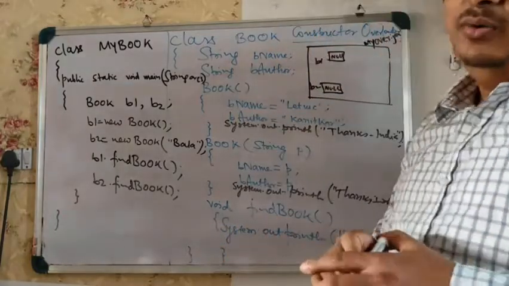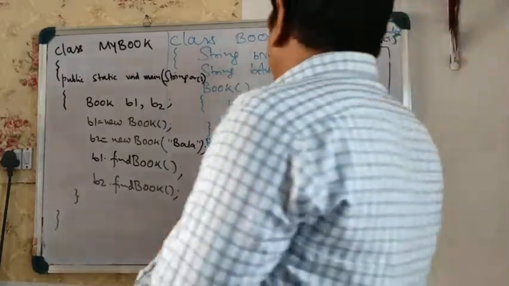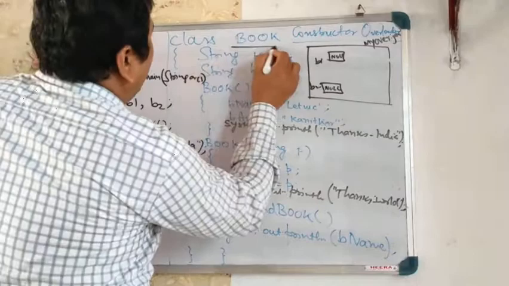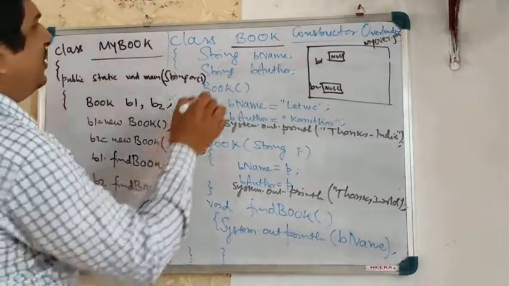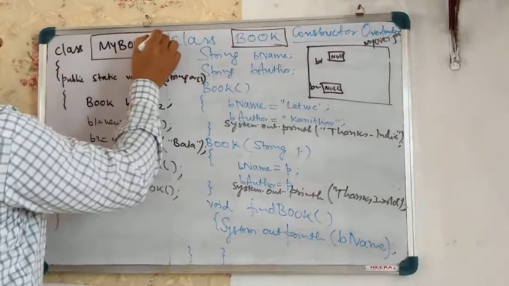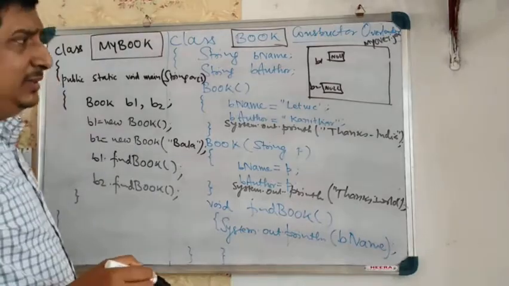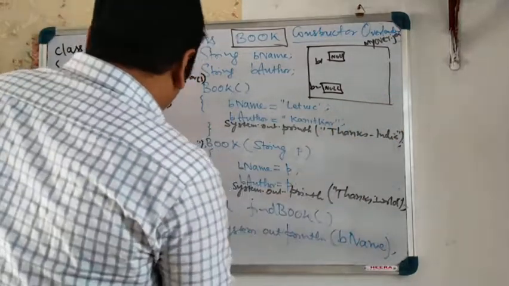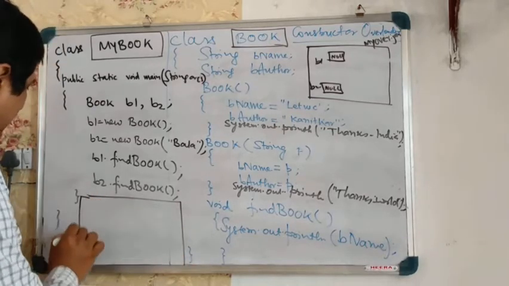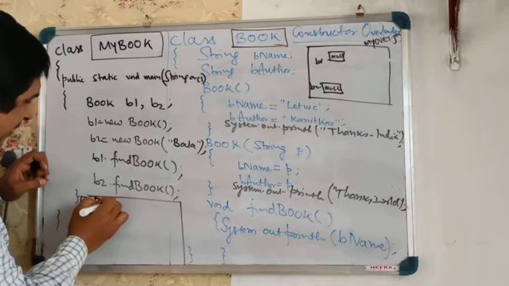Now after saving this, I will compile. Once I compile, it will create two dot class files, one book dot class and another my book dot class. Now when we run, I am showing the run part here. So up to compile is okay. Now I am using run.